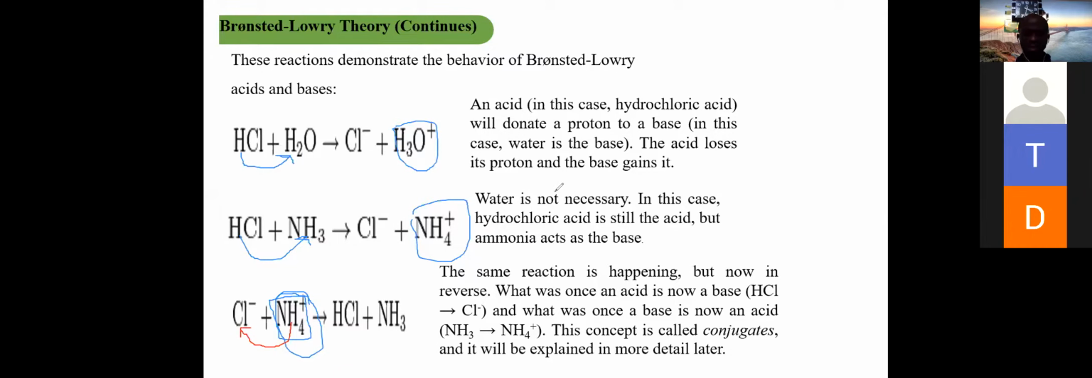That's one of the strengths of the Bronsted-Lowry theory. You don't need water to prove that a substance is an acid or a base. Now, in the third reaction, I said the same reaction is happening, but now in the reverse. But what was once an acid is now a base. That's HCl becoming Cl minus. And what was once a base is now an acid. That's ammonia becoming ammonium plus. This concept is called conjugate acid-base pair. It needs to be explained in more detail later.